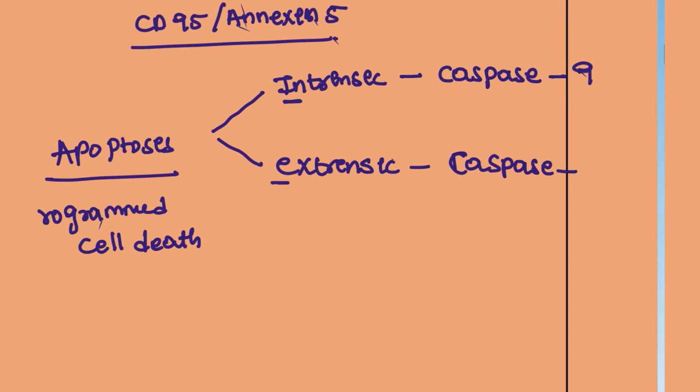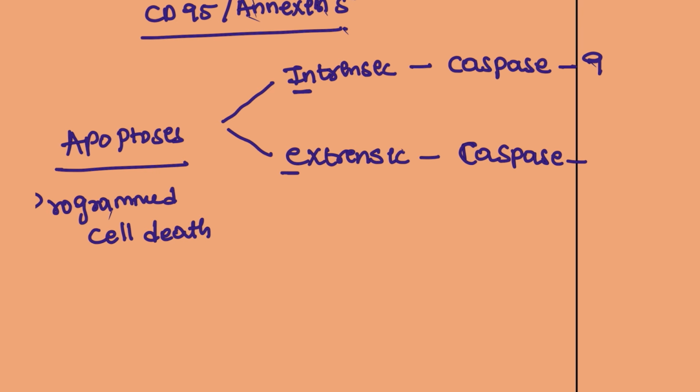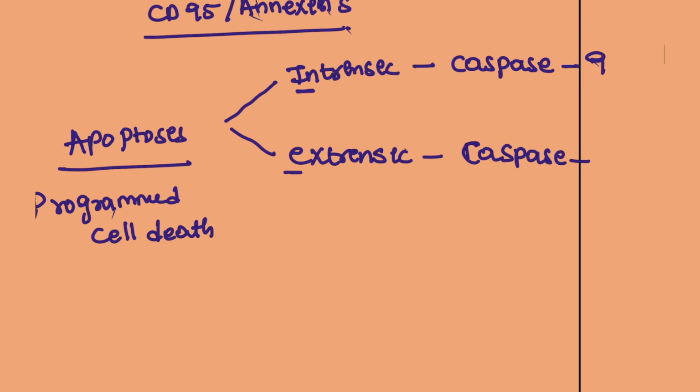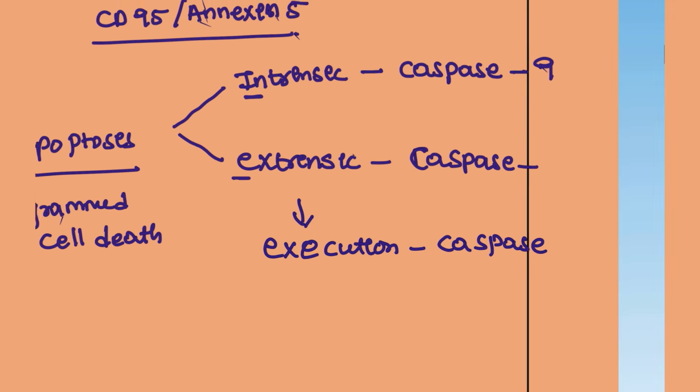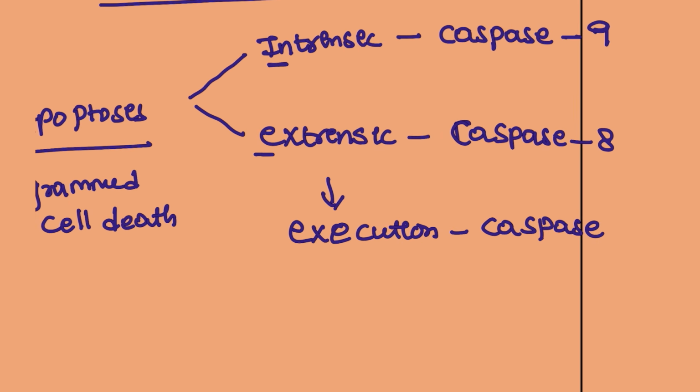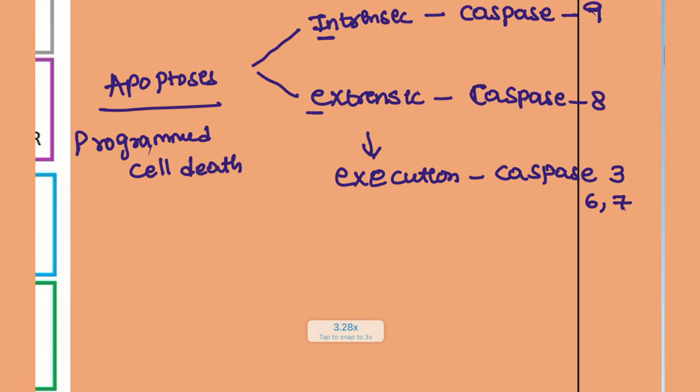This is for the extrinsic pathway. Next, intrinsic or extrinsic, you have to do the execution. That means you have to completely destroy that cell. This execution also depends on the caspase, and most importantly it is caspase 3, and the other two, 6 and 7, can also be used for execution.